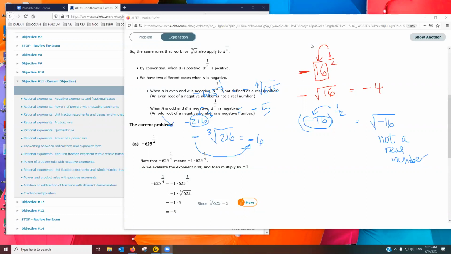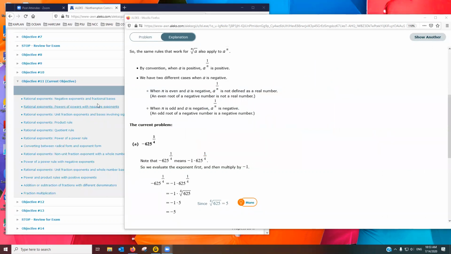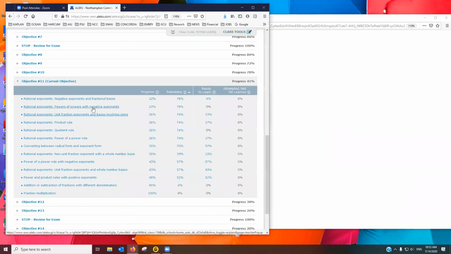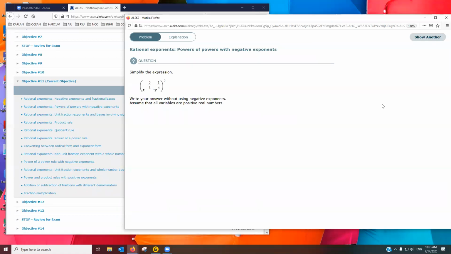All right, let me go ahead and do a few more examples. That one we just did. Let me come over to this one, which is powers of powers with negative exponents.